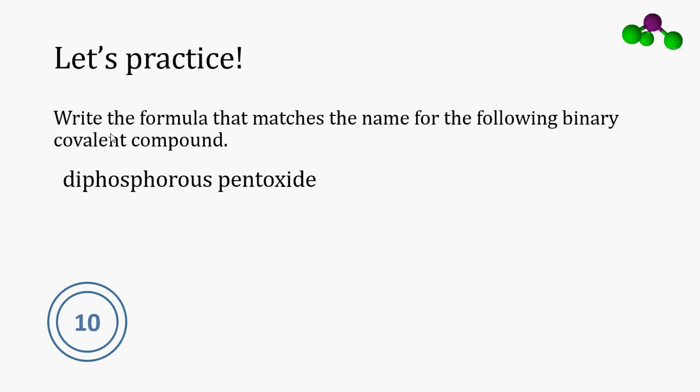Here's a final example where we convert a name back into a formula. Write the formula that matches the name for the following binary covalent compound. If 10 seconds is not long enough, feel free to pause the video.